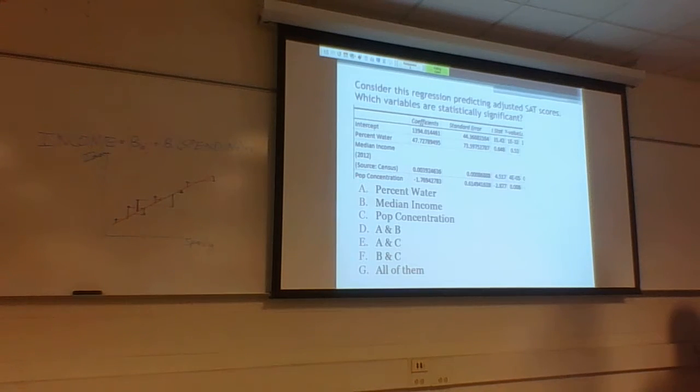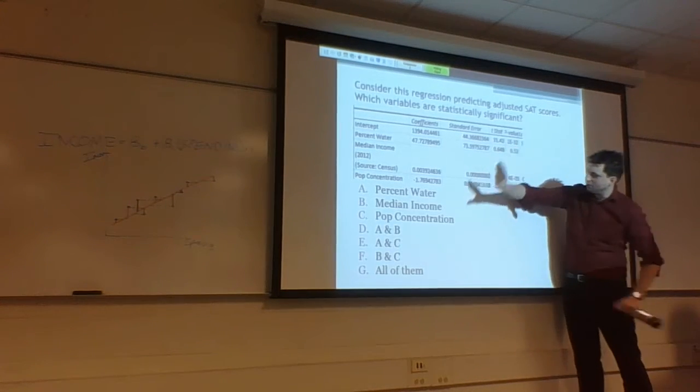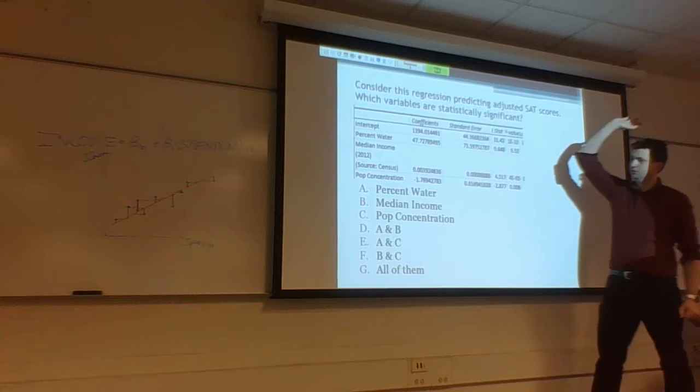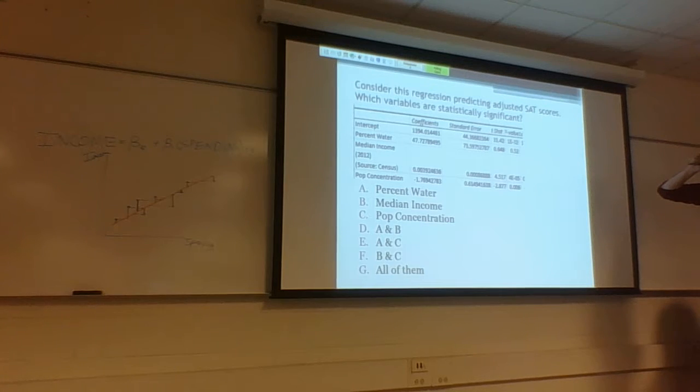So we could have percent water, median income, population concentration, maybe only these two, maybe only these two, maybe only these two, or maybe all of them are statistically significant. We have lots of options. Which of these are statistically significant? I guess I should have a none of them option, but obviously at least one of them is. We should add a none option.